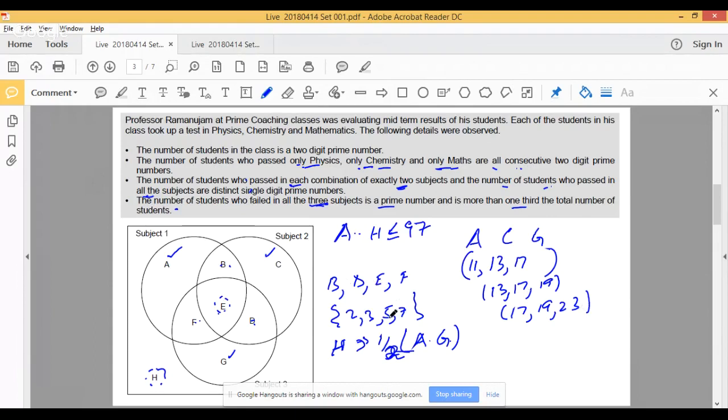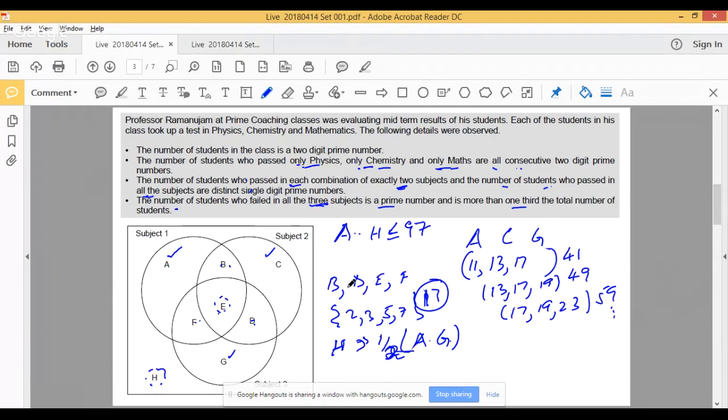So BDEF total, let me try with this. BDEF total will add up to 2 plus 3, 5, 5 plus 5, 10, 10 plus 7, 17. This total is 17, right? ACG, this total will be 24 plus 17, 41. This total will be, I've taken out 11, added 19. So increase by 8, 49. I have taken out 13, introduced 23. So add 10, 59, and so on, right?